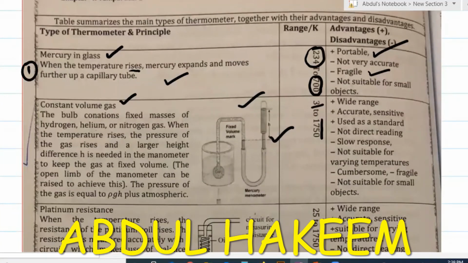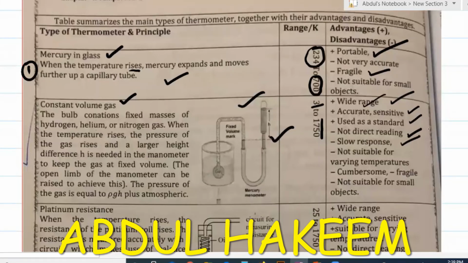Towards the advantages: wide range. It is the most accurate thermometer. It is sensitive. It can be used as a standard, meaning for the calibration of other thermometers. But the problem is no direct reading. First, we have to measure pressure, and then we have to calculate the temperature.